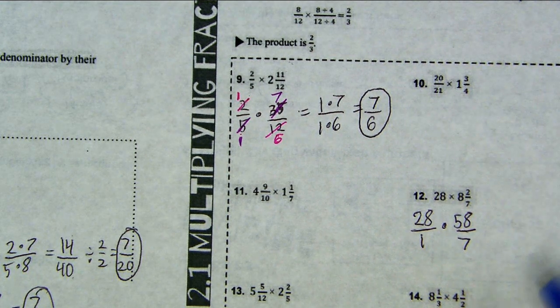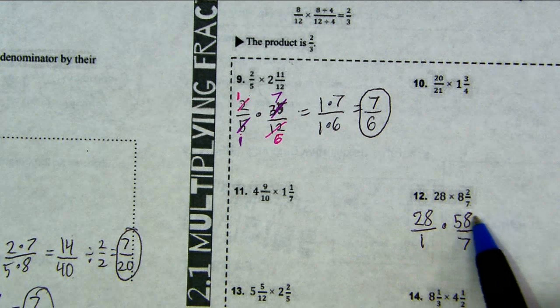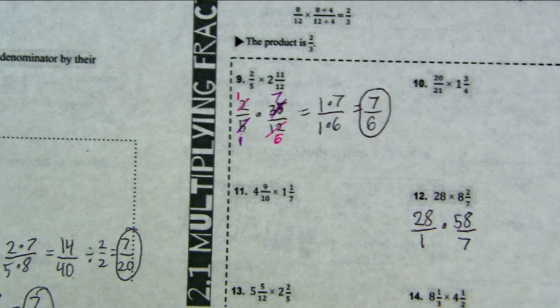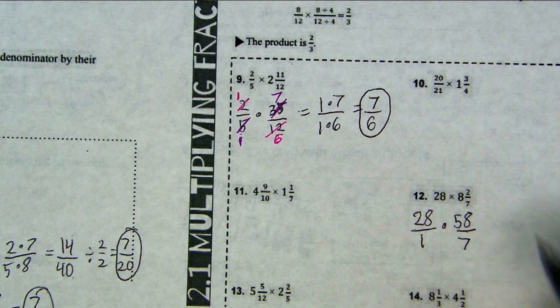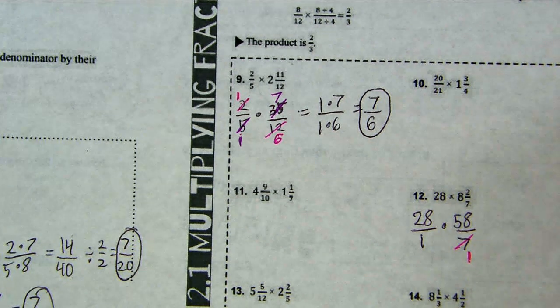So our new problem is 28 over 1 times 58 over 7. Now, I personally am not interested in multiplying 28 times 58 to figure out what that becomes, so I want to see if I can simplify this at all. And thankfully, 28 and 7 are both divisible by 7. So we can go ahead and do 7 divided by 7 is 1. 28 divided by 7 leaves us with 4.